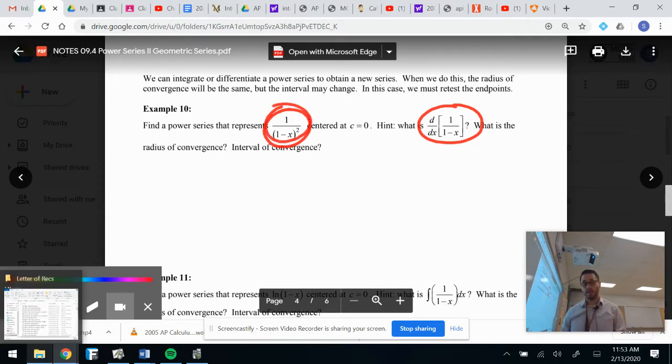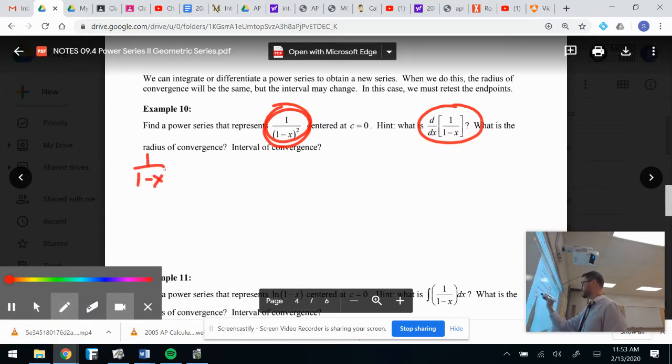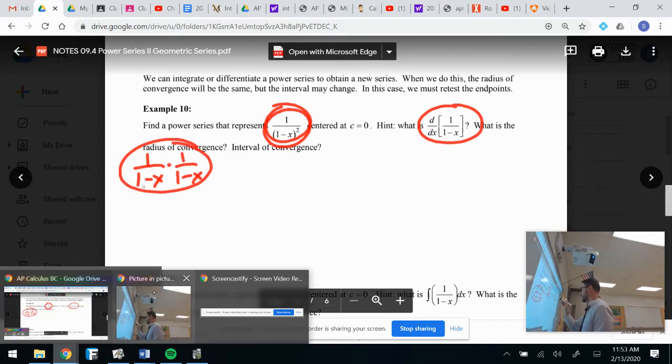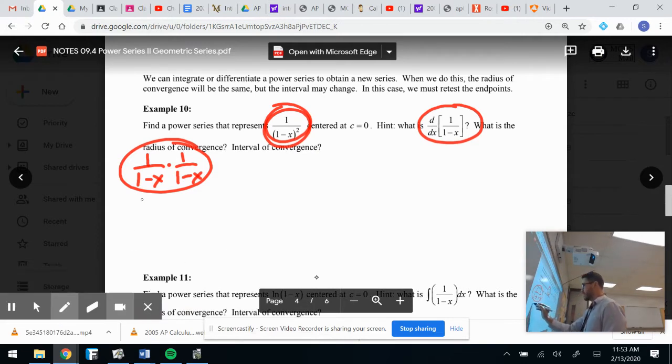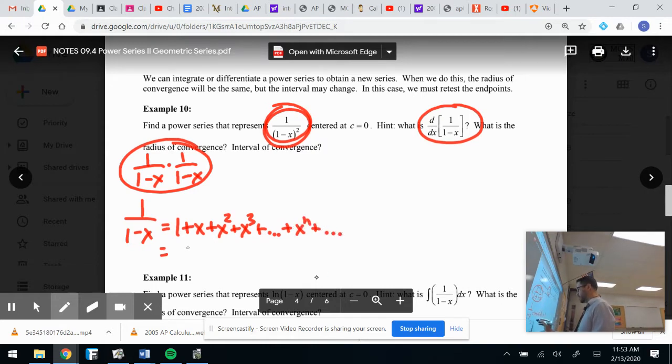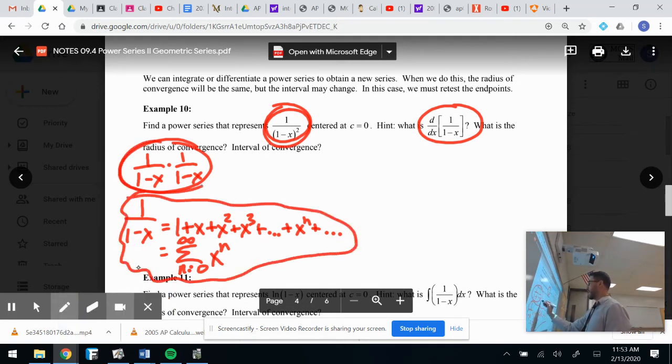Now, the light bulb that we would hope to go off is, hey, that looks like this bad boy, right? And this is one of those guys that we have memorized. What is it that we have memorized? Well, we have memorized that 1 over 1 minus x is equal to 1 plus x plus x squared plus x to the third plus ... plus x to the n plus ..., or the sum from n equals 0 to infinity of x to the n. So that's something that we have memorized. And if I could use it somehow for this, I'd be good to go.